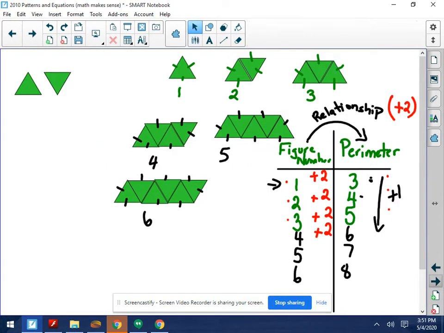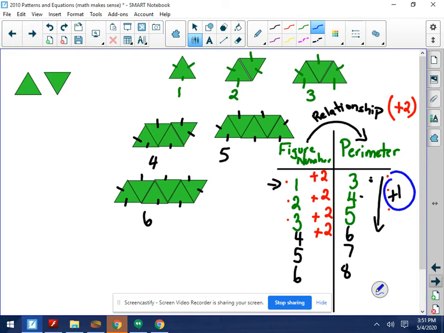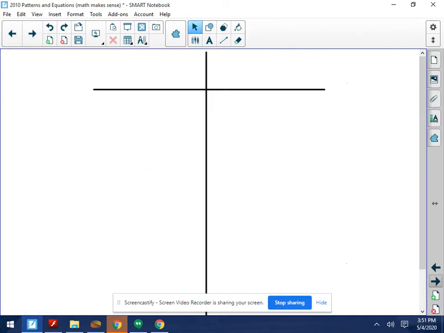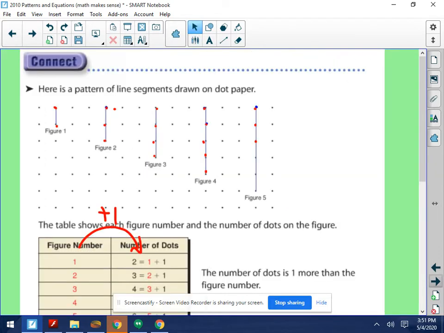The pattern that we see is this pattern of going +1, +1, +1, +1, +1, +1. And the relationship is +2. We have 1 plus 2 is 3, 2 plus 2 is 4, 3 plus 2 is 5. So here we can see how we can use a pattern going down the column, and we can use a relationship to connect the 2 columns in the T-table. All right, we're not using that.